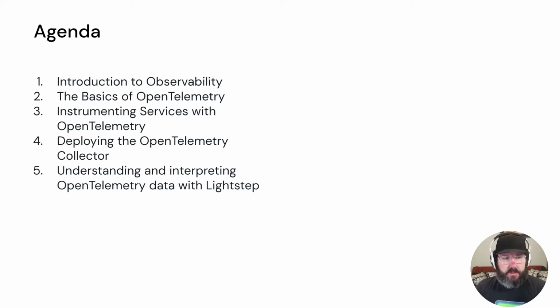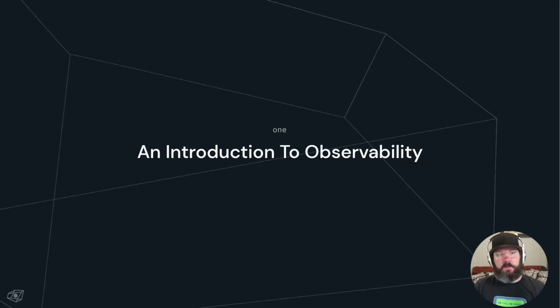So, like I said, here's our agenda. We're going to start out by talking about what is observability, what's the basics of OpenTelemetry, how does it work. Then we'll get into instrumentation and deployment, and finally interpreting data. So let's start out at the beginning, and the beginning is observability.